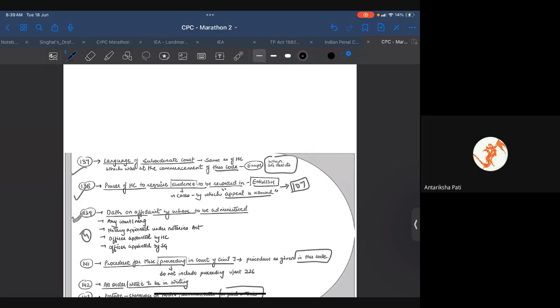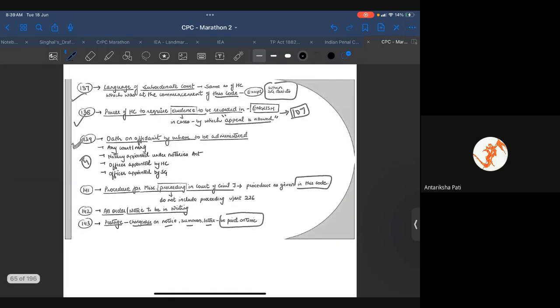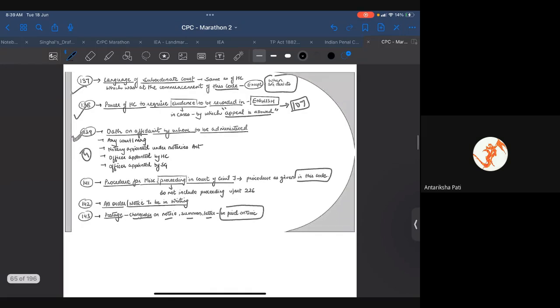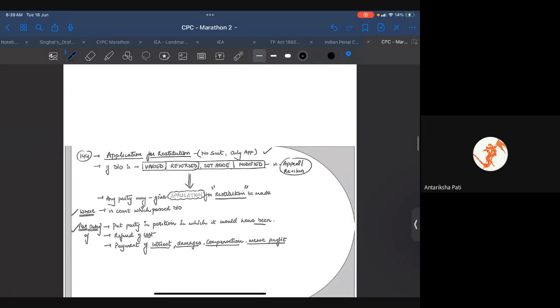Now 141 is procedure for miscellaneous proceeding in court of civil jurisdiction. Procedure as given in this code does not include proceeding under Article 226. Now all order notice has to be in writing. That's what 142 says. Now postage chargeable on notice or summons or letters to be paid on time. That's what 143 says.